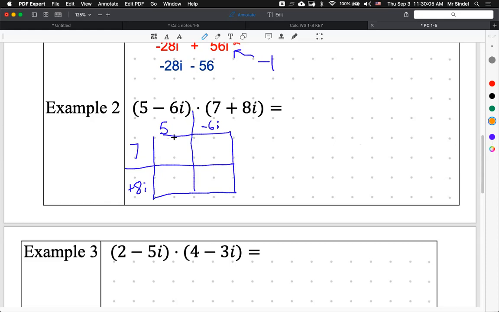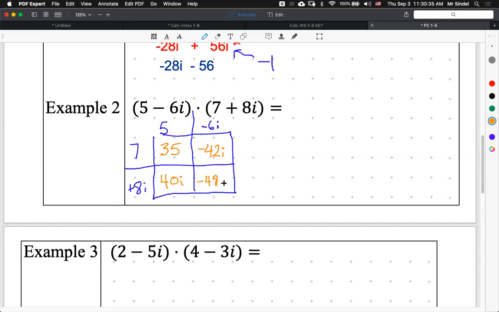Does anyone want to try to fill in any of these boxes for me? No? Okay, I'm going to go through them myself. And so 5 times 7 is 35 for the top left. Top right, negative 6i times 7 is negative 42i. Bottom left, 5 times 8 is 40. Don't forget the i. Bottom right, negative 6 times positive 8 is negative 48.